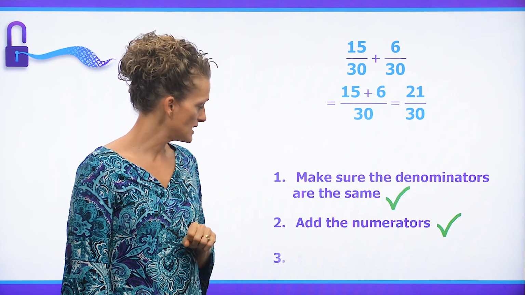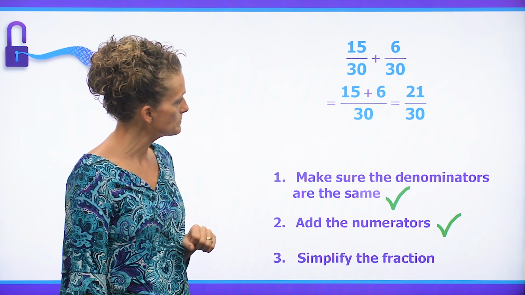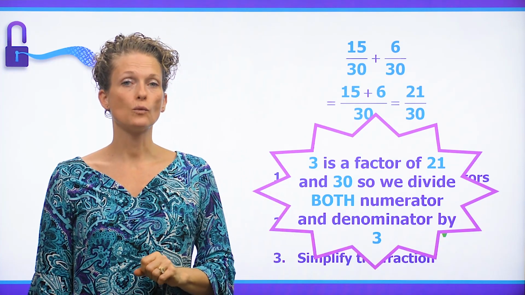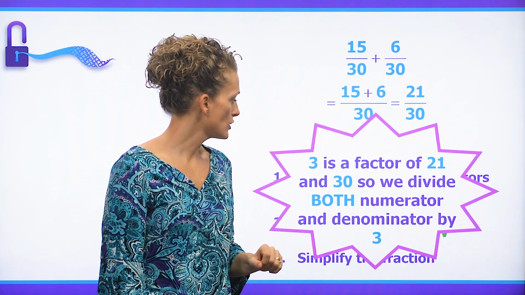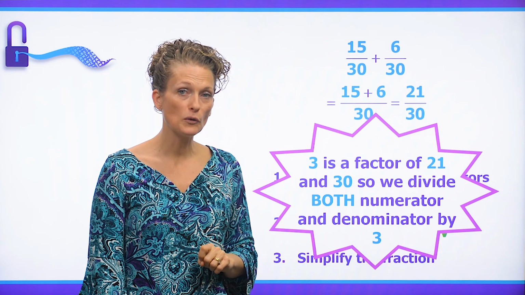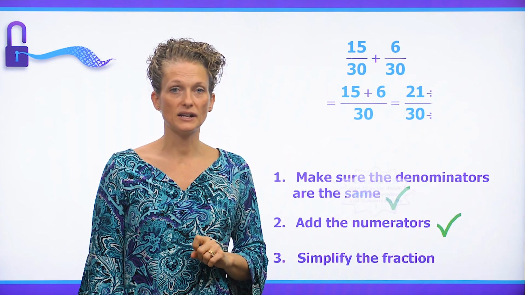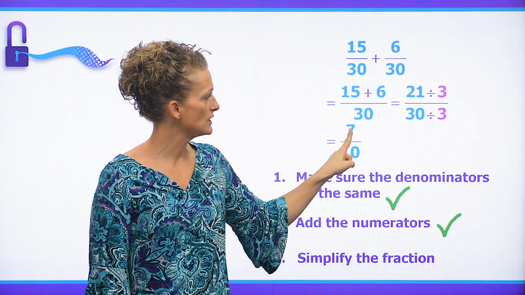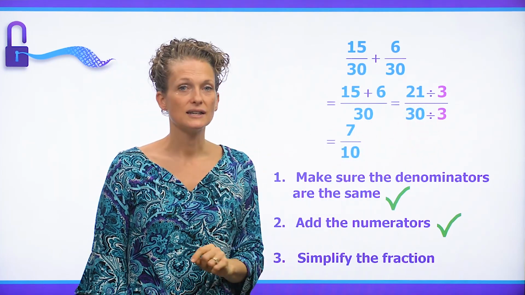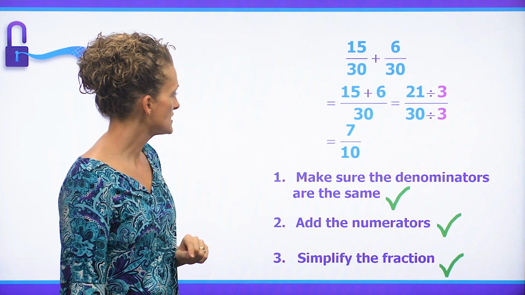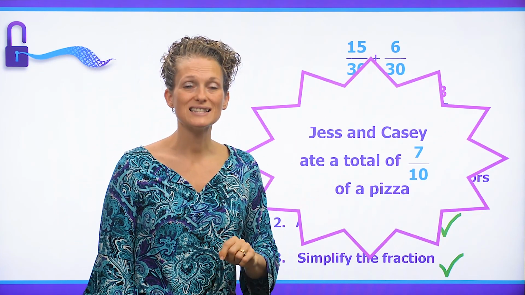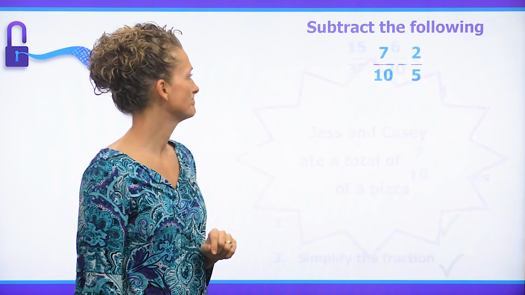Step number 3 says to simplify the fraction, and 3 is a factor of both 21 and 30. So we are going to divide both the numerator and denominator by 3. 21 divided by 3 is 7, and 30 divided by 3 is 10. So we have simplified the fraction, and Jess and Casey ate a total of 7/10 of a pizza.